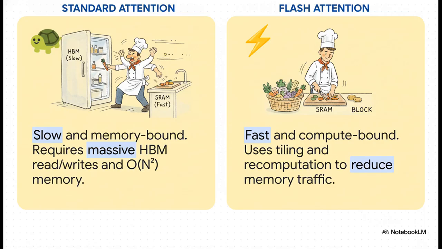So the solution is flash attention. Instead of our chef making endless trips to that slow fridge, flash attention brings whole blocks of ingredients over to the fast cutting board all at once and does as many calculations as possible before writing the final result back. It uses really clever techniques like tiling and recomputation to dramatically cut down on that memory traffic, making it up to 3 times faster while, and this is key, producing the exact same mathematical result.